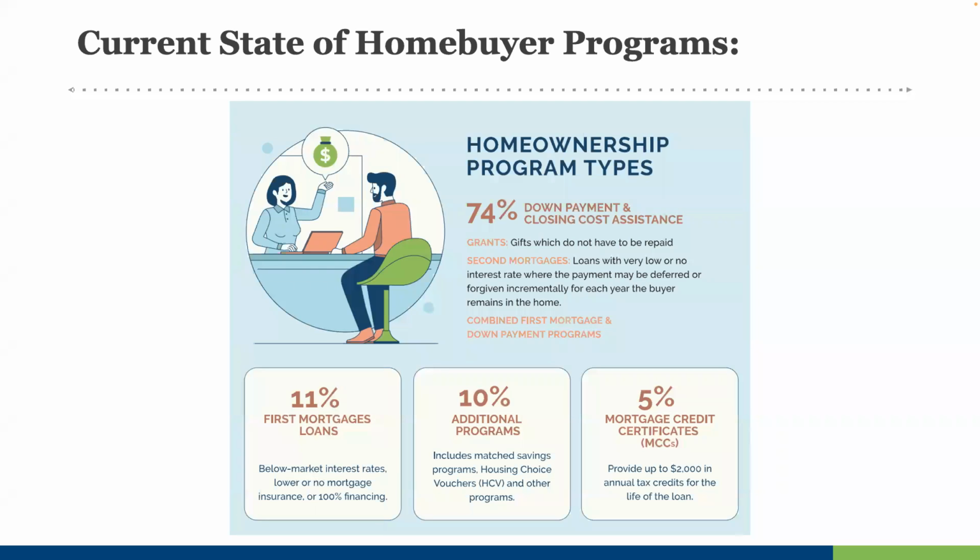For example, 63% have deferred payments, meaning you don't have a monthly payment on the DPA loan for some period of time. 43% are forgivable, either in part or in full, essentially becoming a grant over time. And 38% are both deferred and forgivable. And then there are still other DPAs that are true grants at closing or are repayable monthly after closing. We'll break these down further, as well as the affordable first mortgages and tax credits or mortgage credit certificates, in a moment.